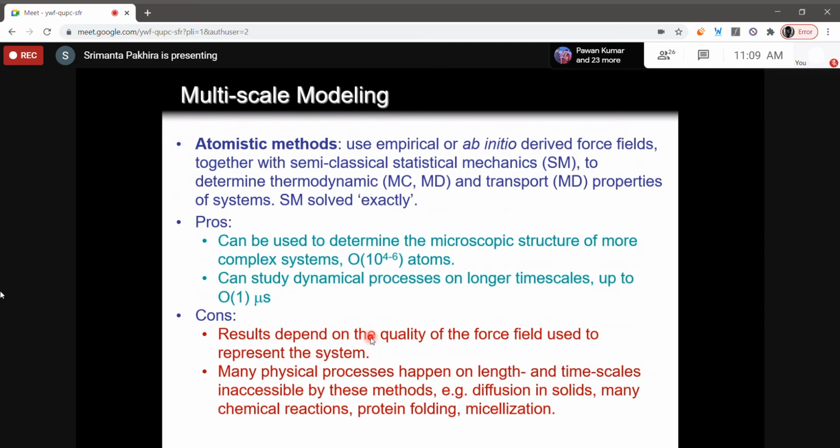And of course there are a lot of obstacles. What we do with Monte Carlo and molecular dynamics, this kind of method can handle up to billions of atoms in a supercomputer, and we can observe the movement for a few microseconds. And the result actually depends. The biggest problem is that the result will depend on how we have developed the force field parameters.